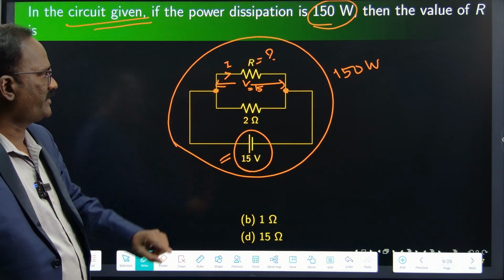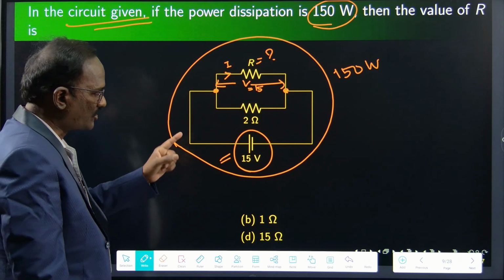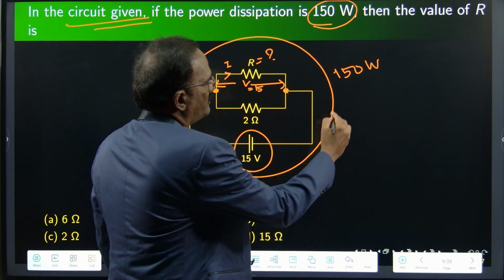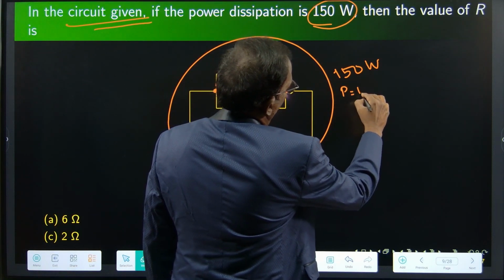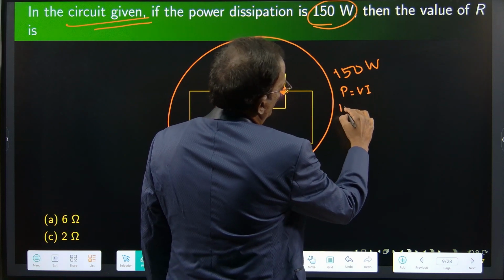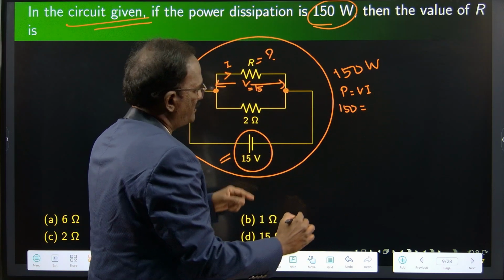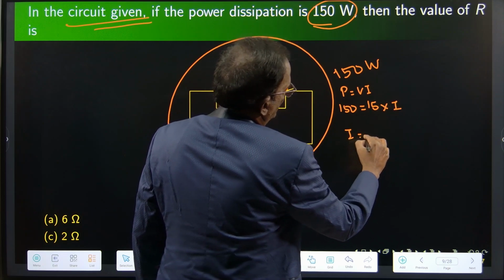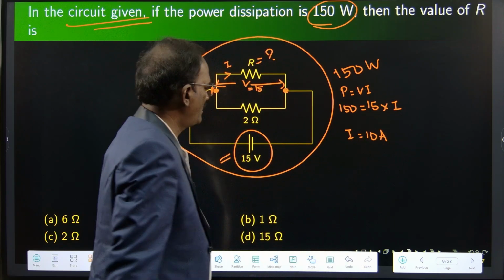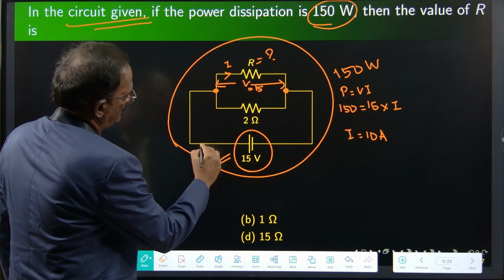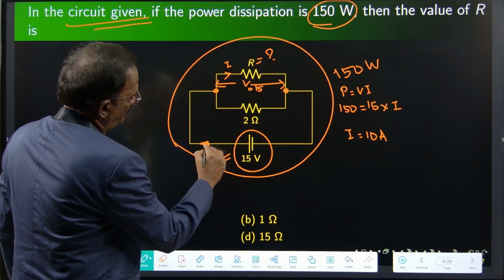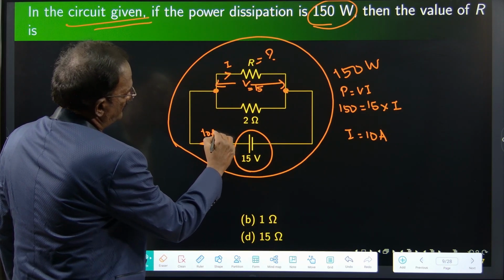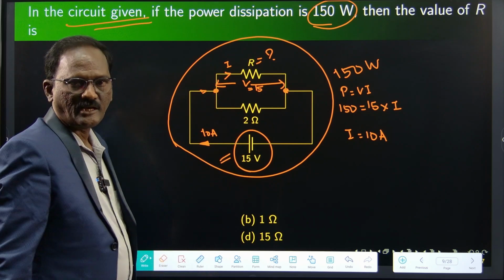So this is 150 watts, right? The total current we can easily find. P is equal to V into I. This is 150, V is 15 into I. Then I is equal to 10. 10 ampere is the current which is flowing from the battery. Up to this point the 10 ampere comes.